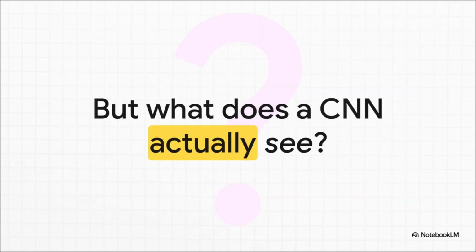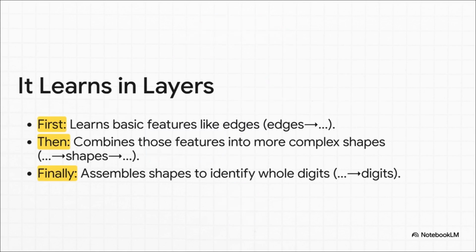So we know it works, and we know it's incredibly efficient. But what is it actually learning? What does a CNN see inside its virtual brain? This is honestly the most beautiful part of the whole thing. It learns in layers, just like we do.